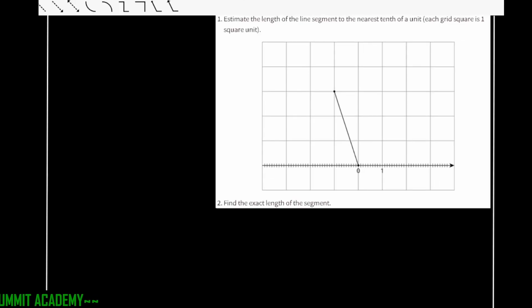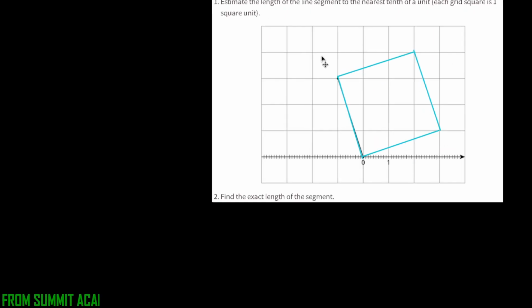Alrighty, then the part after that says estimate the length of the line segment to the nearest tenth, and find the exact length of the segment. Same kind of strategy. Let's draw our tilted square first. I'm starting with this length here. I go 3 to the right, 1 up to get my next side length, then 3 up, 1 to the right, like this. I know this works out because I should have a square, so each of these side lengths should be equal.